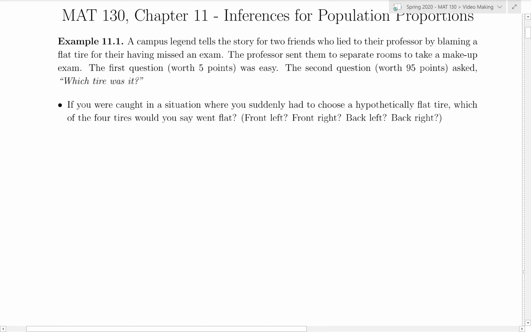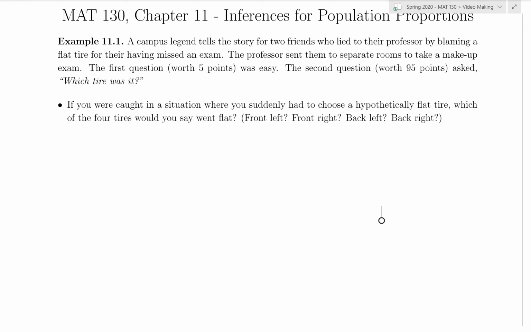Now we're going to move on to doing the exact same inferential methods, conducting those inferences for population proportions. As we move forward in this section, we're going to be using Example 11.1 as our motivating example. We'll use it to introduce the notation and terminology necessary to perform the proportion inferences that we've been talking about.